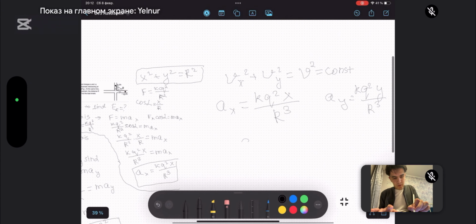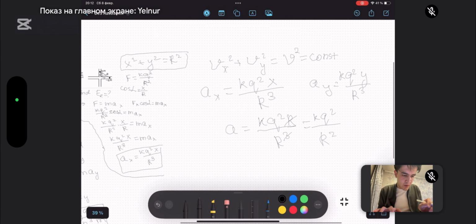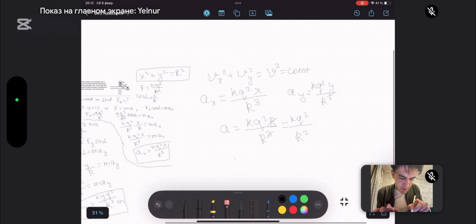Let's write the acceleration for the system. This acceleration will be a equals kq square r divided by r cube. By these equations we get that our acceleration equals kq square over r square, and this is the final expression for our acceleration in our system.